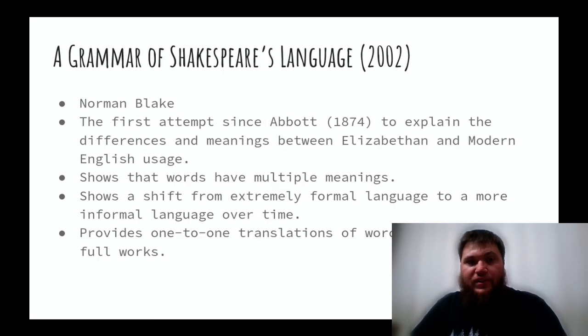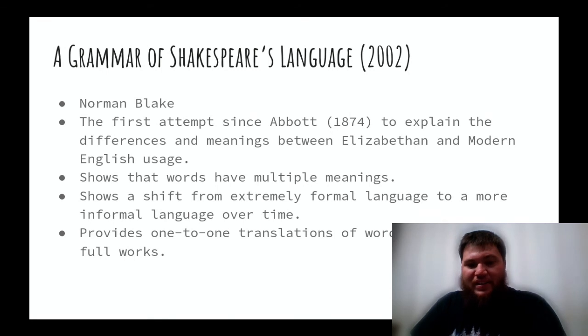Our next source is A Grammar of Shakespeare's Language, which was written in 2002 by Norman Blake. And Blake is the first guy since Abbott to really dive into the differences between Elizabethan and modern English usage. He shows that words in Shakespeare have multiple meanings. For example, the word for has 12 different meanings. It can be used in 12 different parts of speech in Shakespeare, which is really, really interesting. And it's also confusing for us. It shows a shift from extremely formal language to more informal language over time.